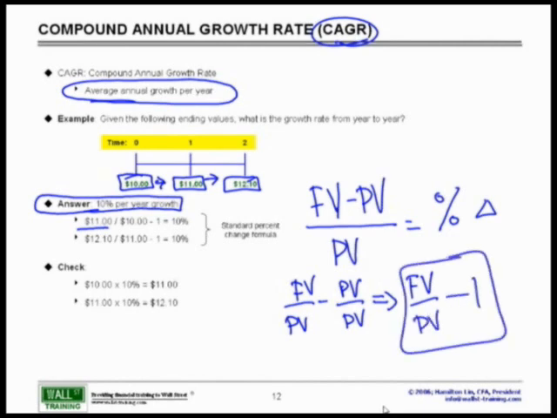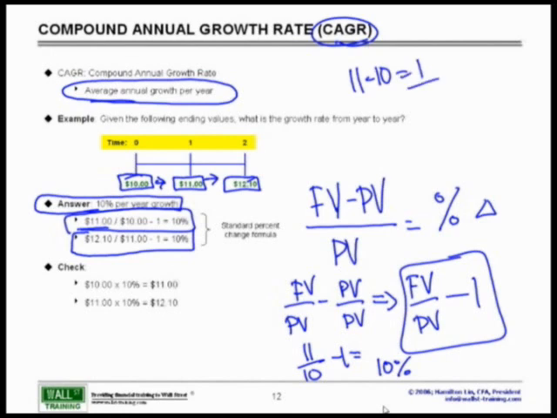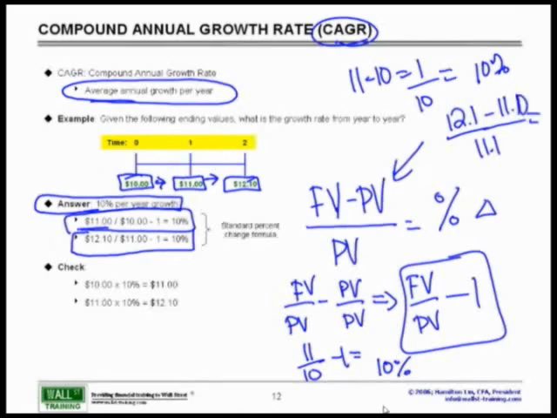This formula is what we will apply. So we will simply take $11 divided by $10 minus 1. That gets you a 10% rate of return. Doing the same thing for the second time period, $12.10 over $11 minus 1 equals 10%. Once again, just to clarify, 11 minus 10 gets you 1 over that 10. That's this formula. That gets you 10%. If you take 12.1 minus 11 over 11, that simply gets you 1.1 over 11, the same 10% again.